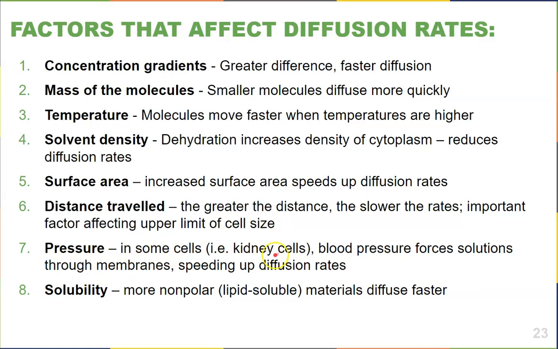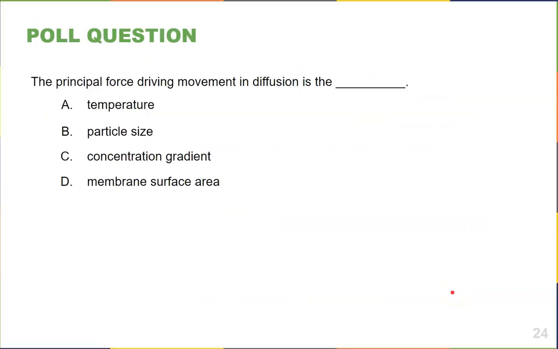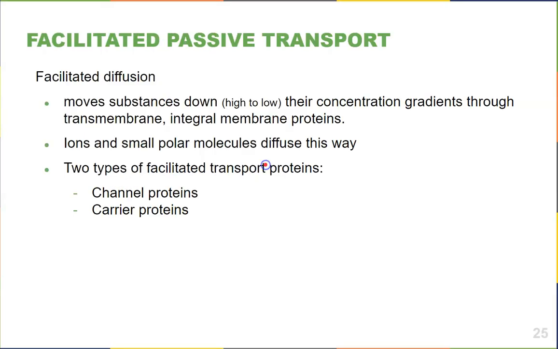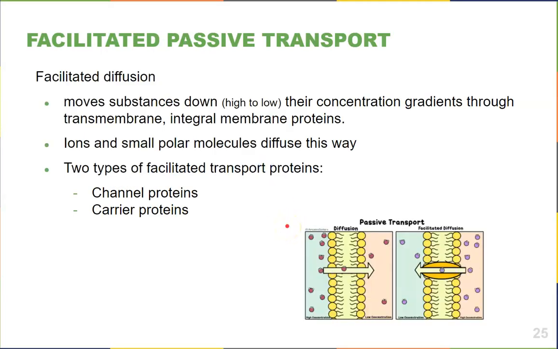Pressure. In some cells, like in the kidney, blood pressure can affect the diffusion rate. And then solubility. If nonpolar materials are present, they diffuse faster, meaning that they can slip through the membrane faster. Okay, poll question. The principal force driving movement in diffusion is what? That's going to be letter C. The concentration gradient is the number one force driving the movement of diffusion.